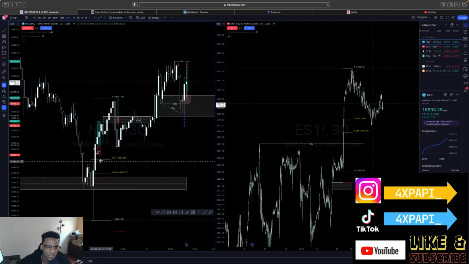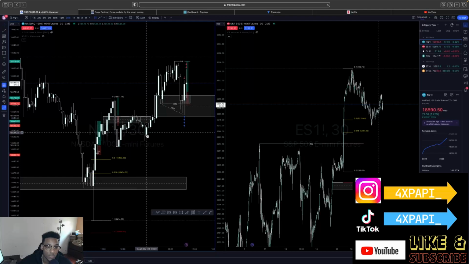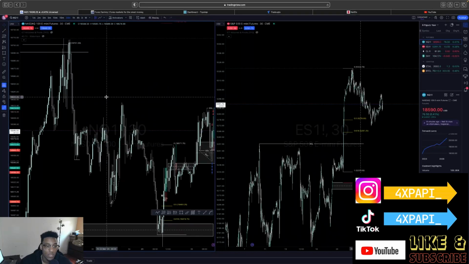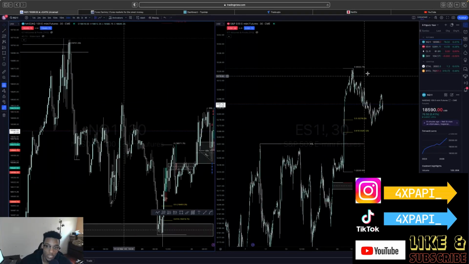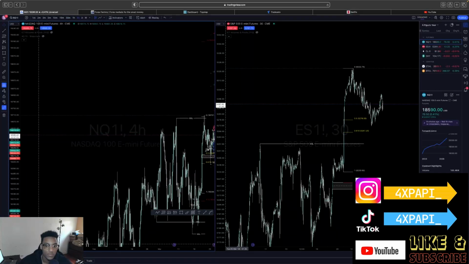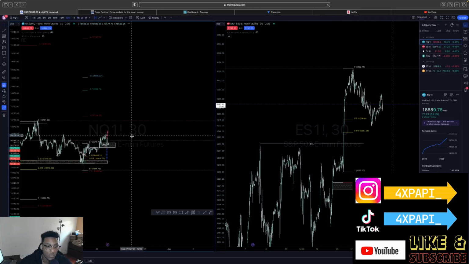Or I believe ES ended up coming back to touch the fair value gap. And then we get another push back up, out, and then displacement. Now ES doesn't have all these highs because we're at all-time highs here. But NQ, if we go to the 4 hour, we still have room to run before we get back to the all-time highs as well.